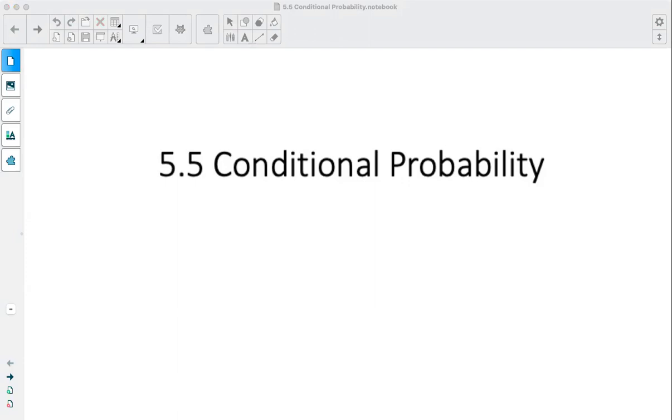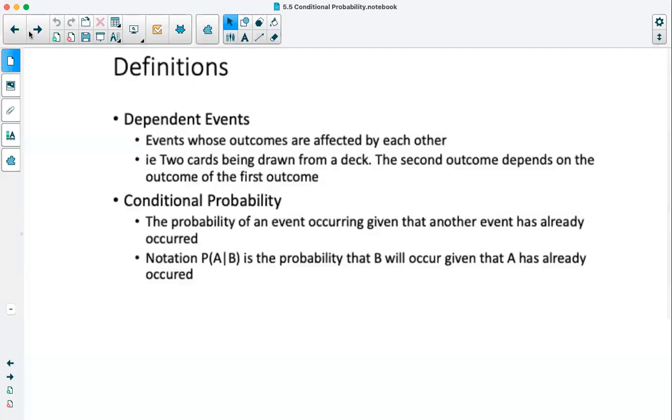Hi, today we are looking at section 5.5, which is conditional probability. So we'll look at some definitions, and then we'll look at some equations for it.